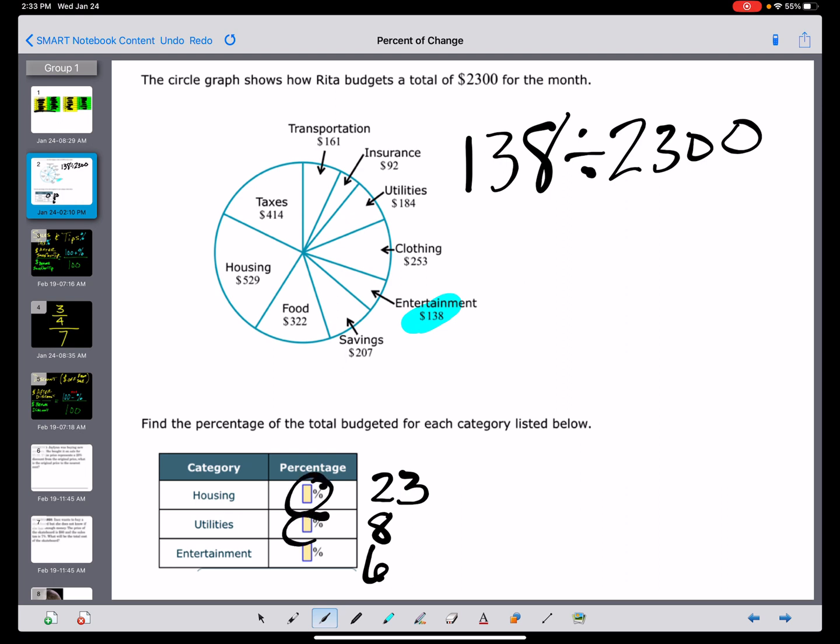Okay, and since the percent sign's already in there, I didn't really feel the need to write these percent signs, but this is what they look like. That is how you calculate percentages of numbers.